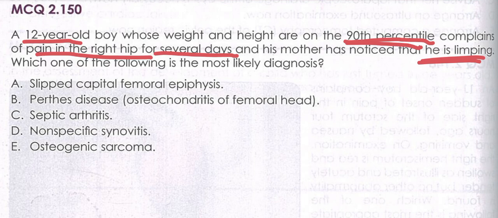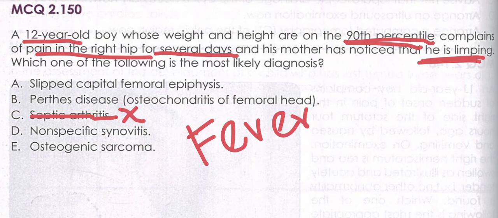As we can see in option C, septic arthritis, why can we say that this is septic arthritis? Septic arthritis will present with fever. As you can see, there is no history of fever. Systemic symptoms will be there, the patient will have an acute presentation, and the child will be very sick. Here they have mentioned right hip pain for several days, as the mother has noticed the limping. So these symptoms are not there, fever is not there. Also the duration of the symptoms is long, several days, but septic arthritis will present acutely.